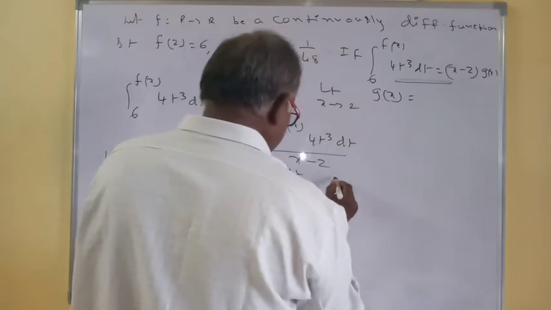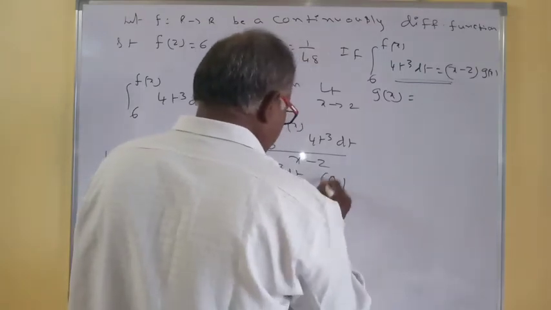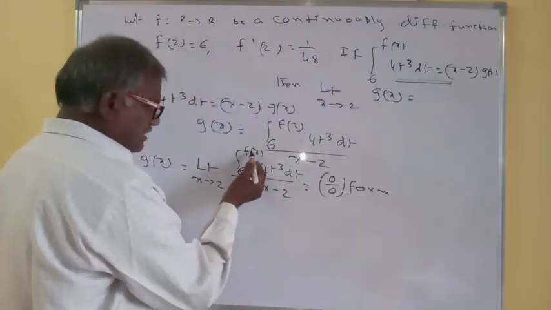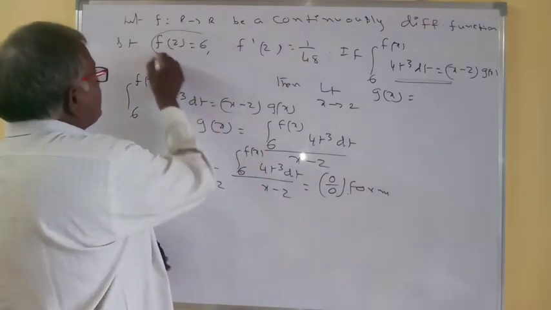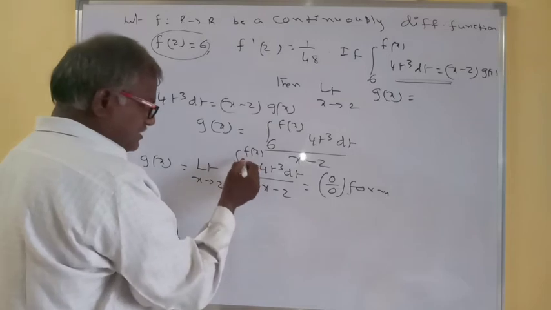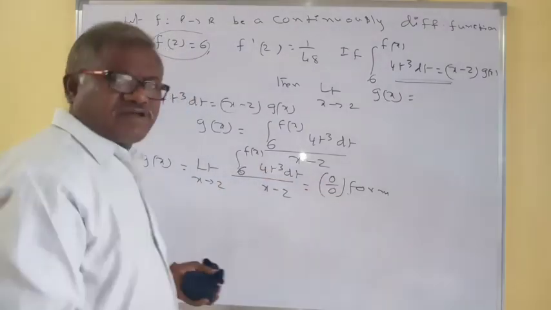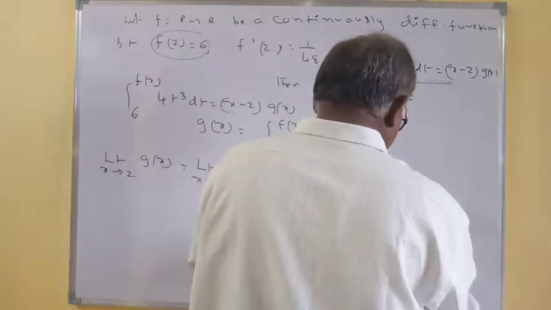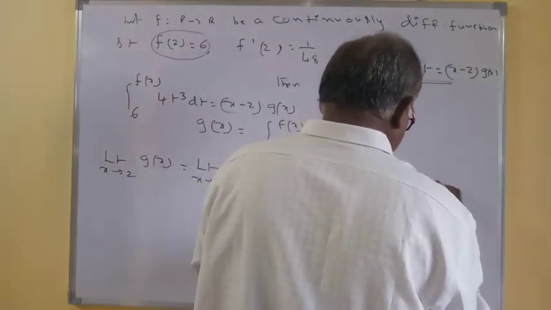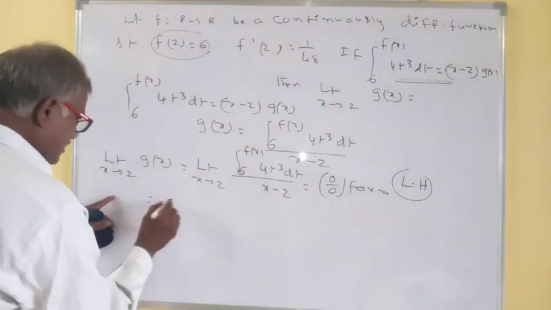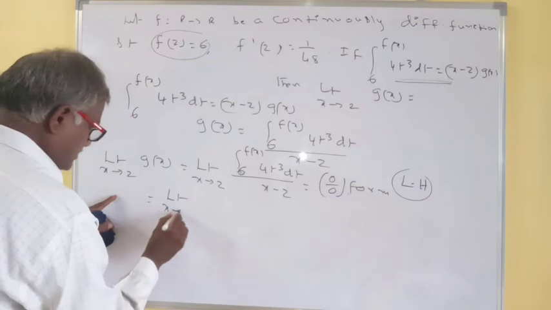Here if you put this value, f of 2 is given as 6. So the limits are equal, which means the value is 0. So it is a 0 by 0 form. That's why we have to apply L'Hospital's rule. So we differentiate, with the limit x tends to 2.